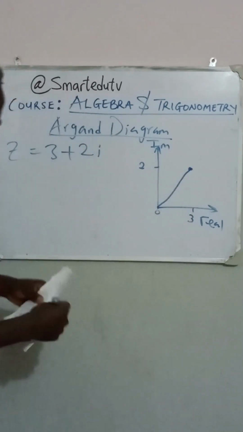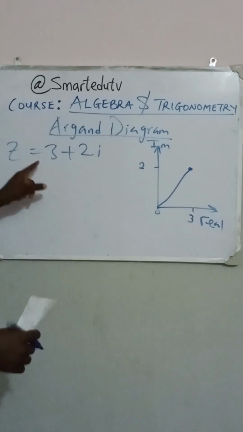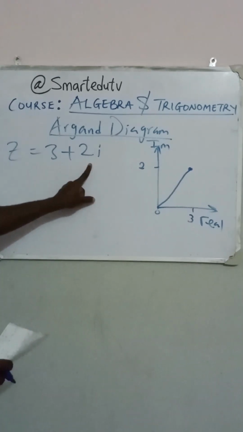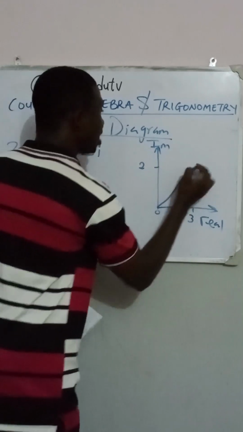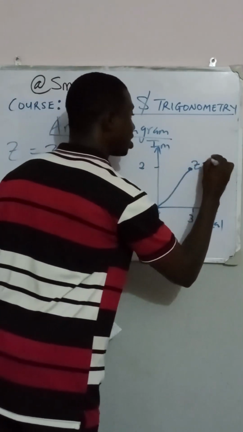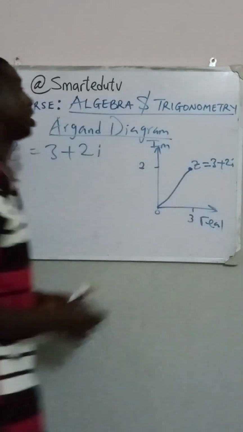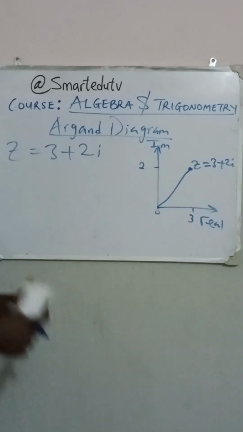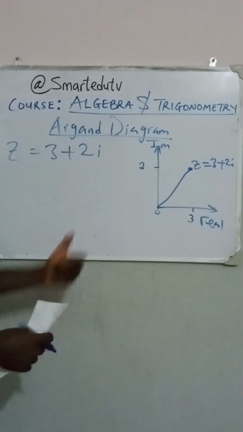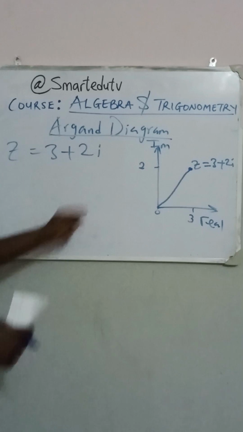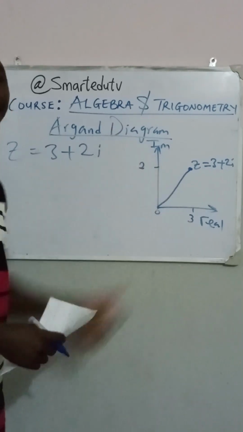So this shows the Argand diagram for z equal to 3 plus 2i. This point is point z, which is equal to 3 plus 2i. So this is how we draw Argand diagram. It only represents our real part and the imaginary part on the XY plane.